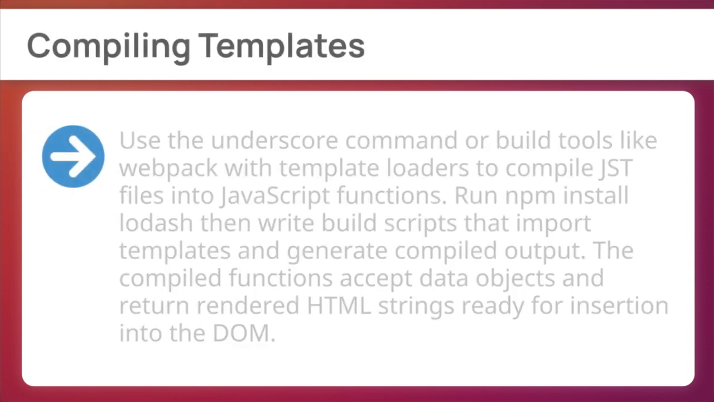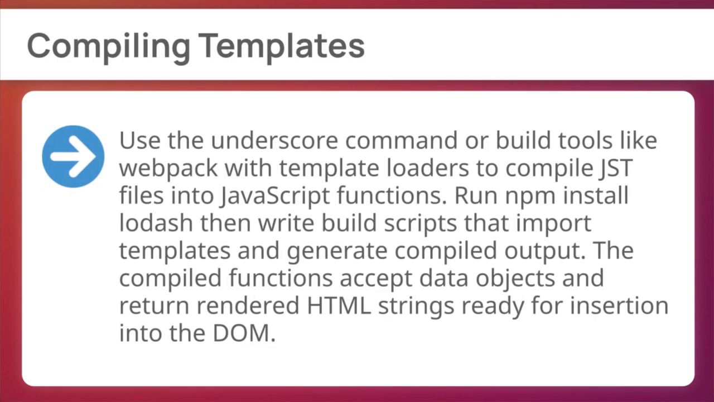Next, compiling templates. Use the _ command or build tools like Webpack with template loaders to compile JST files into JavaScript functions. Run npm install lodash, then write build scripts that import templates and generate compiled output. The compiled functions accept data objects and return rendered HTML strings ready for insertion into the DOM.